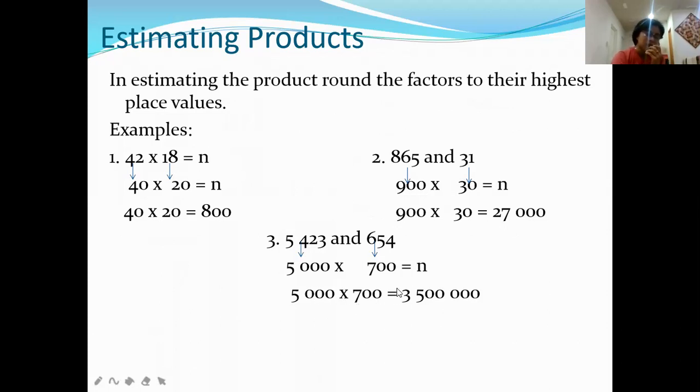Okay, again, we have a technique. We are going to multiply the numbers first. 5 times 7 is 35. That's why we have here 35. Then count how many zeros. We have 1, 2, 3, 4, 5. Okay, so that's why we have 5 zeros here.